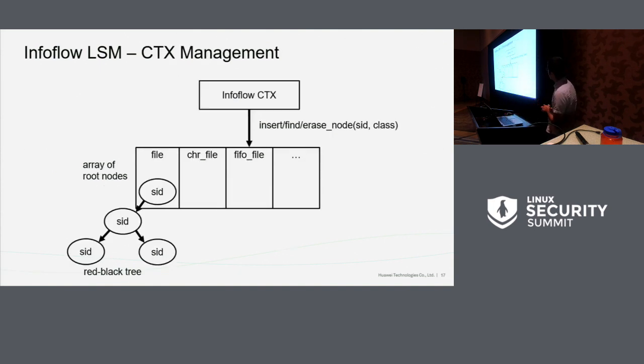For the management of the context, the policy contains a set of security contexts. When we are loading the policy, we are converting the security context into a security identifier, and we are loading this security identifier into our red-black tree. So when we take the decision, for example in inode permission, and we are getting the security identifier, we know from this tree, by searching in this tree, if the file is in the TCB or not.